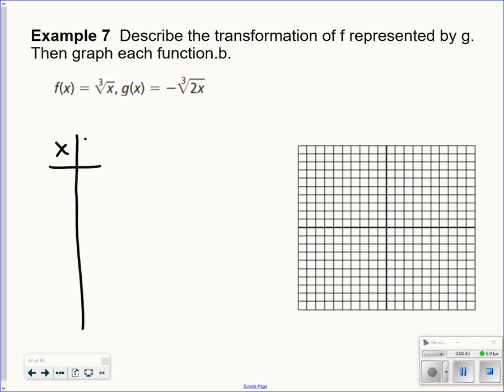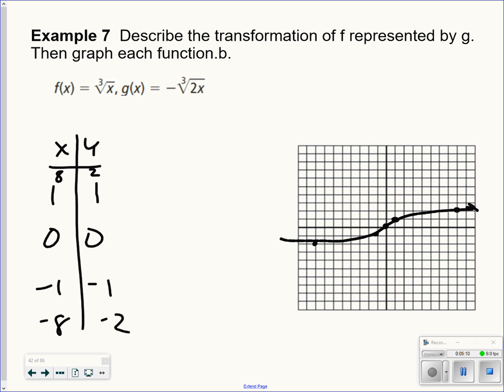So, ready? So cube root, I mean. So 0, 0, 1, 1, -1, -1, 8, 2, -8, -2. So again, just coming up with some points. So 0, 0, 1, 1, 8, 2, -1, and then we got 8, -2. So remember, a cube root kind of makes a zigzag, like a cube, I mean, but it's going sideways.